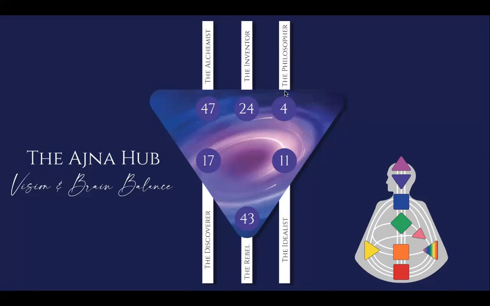Because if you have the four, but you don't have the 63, you're going to attract people into that, especially if in your design, you're wanting to bridge something to the throat, or you're wanting to bridge a split. There's so many reasons why we attract the people we attract into our life.